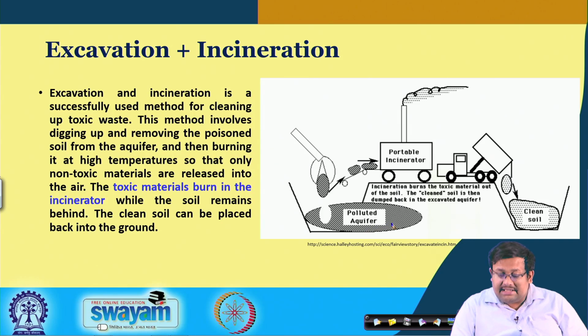As you can see, this is a polluted aquifer which contains polluted soil materials. This contaminated soil can be excavated from this polluted aquifer, and then it will be fed through this portable incinerator, and due to this heat treatment, most of the toxic materials burn in the incinerator. So, the incinerator burns the toxic material out of the soil, and the clean soil, you can see, is then dumped back into the excavated aquifer. So, this is basically a combination of two processes, one is excavation, another is incineration.